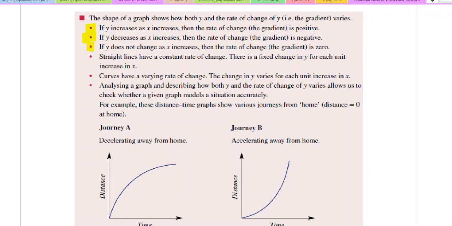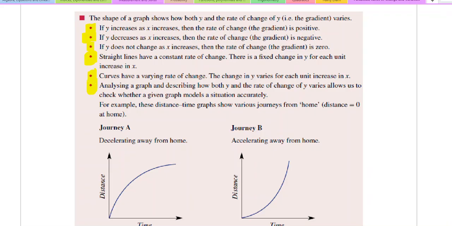Straight lines have a constant rate of change. There is a fixed change in y for each unit increase in x. Curves have a varying rate of change. The change in y varies for each unit increase in x. Analyzing a graph and describing how both y and the rate of change of y varies allows us to check whether a given graph models a situation accurately.